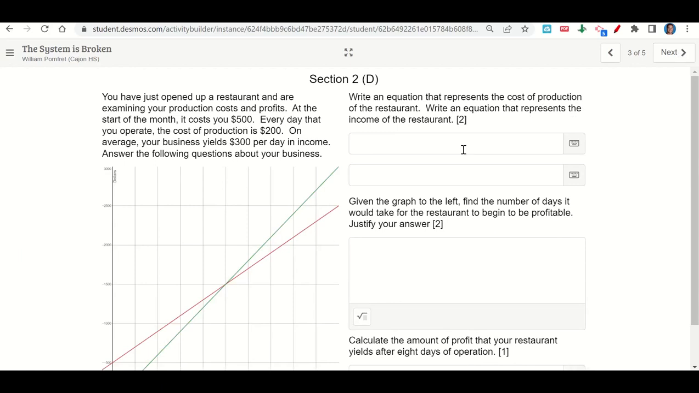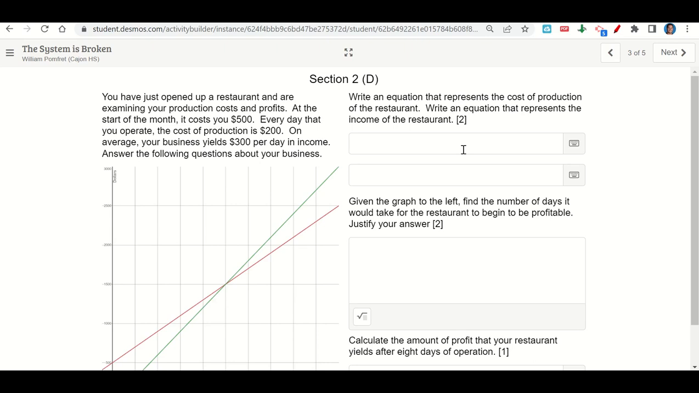Let's take a look at our assignment. It says you have just opened up a restaurant and are examining your production costs and profits. At the start of the month, it costs you $500. Every day that you operate, the cost of production is $200. On average, your business yields $300 per day in income. Answer the following questions about your business.